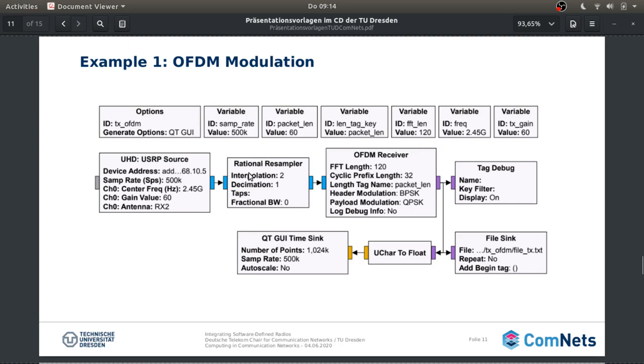Then we have again a rational resampler and an OFDM receiver in which we apply the FFT operation and we obtain the constellation detection. And finally, after passing through all these physical layer functions, we store the received data into a file and we display the received signal using a time sink.